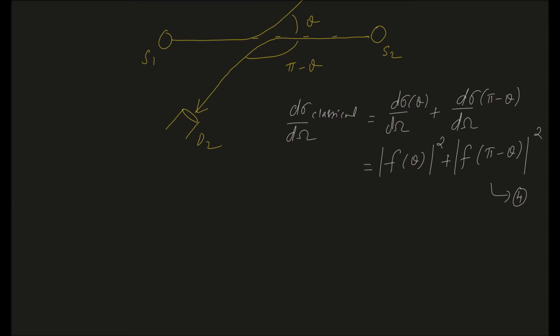Classically, we could actually tell which one is scattered through the angle theta and which one through the angle pi minus theta if we keep track of it. However, in quantum mechanics, there is no way of distinguishing these two particles in their center of mass frame. So let me redraw it. We have two particles, S1 and S2, and suppose this one is scattered through an angle theta and this one through an angle pi minus theta. Now you consider this situation, and let's consider another situation for the same two particles, S1 and S2.